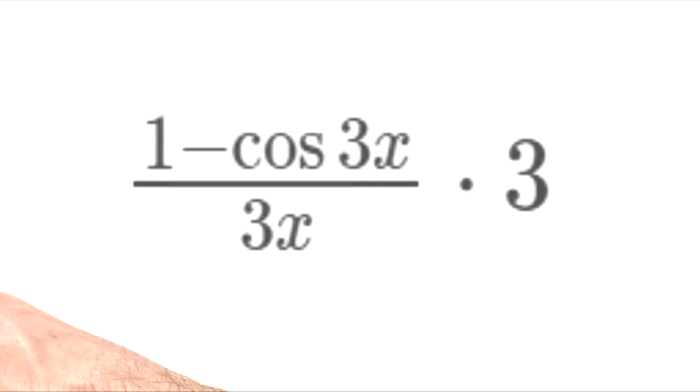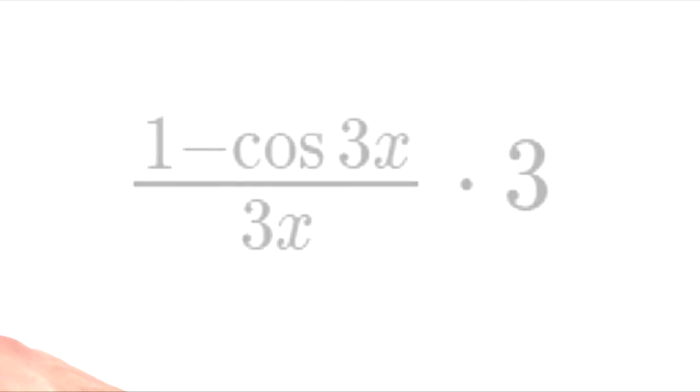Now we have 3 times 1 minus cosine of 3x over 3x, where the function 1 minus cosine of 3x over 3x matches the theorem of 1 minus cosine of x over x. We can now replace this function with 0. Then we have 3 times 0, which is then equal to 0. Now we can say that using the algebraic manipulation method, the limit of 1 minus cosine of 3x over x as x approaches 0 is 0.